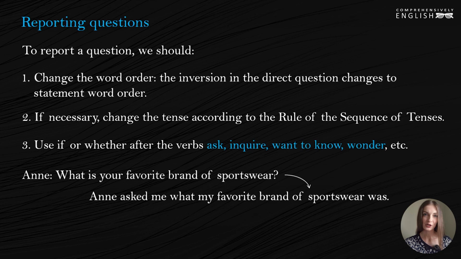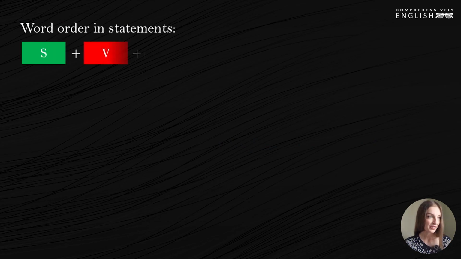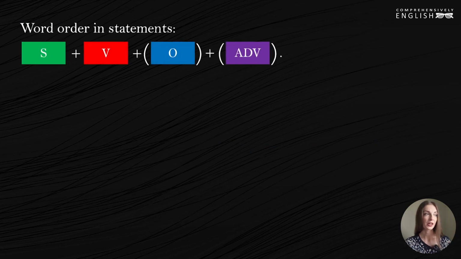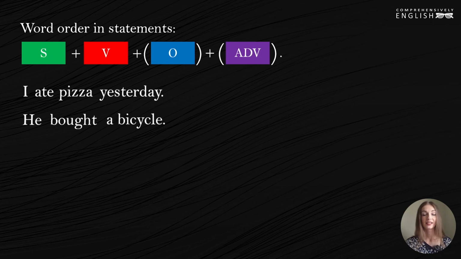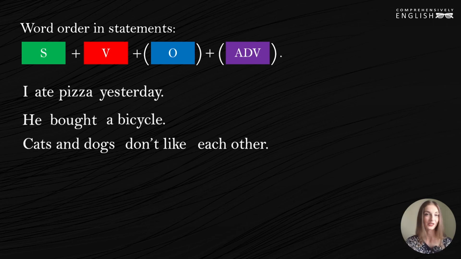Now let's remind ourselves about word order in statements and word order in questions. Word order in statements is this. We start with the subject of the sentence, then goes the main verb, the predicate of the sentence, then goes the object if we have one, and an adverbial modifier or adverbial modifiers if we have them. For example, I ate pizza yesterday. He bought a bicycle. Cats and dogs don't like each other.